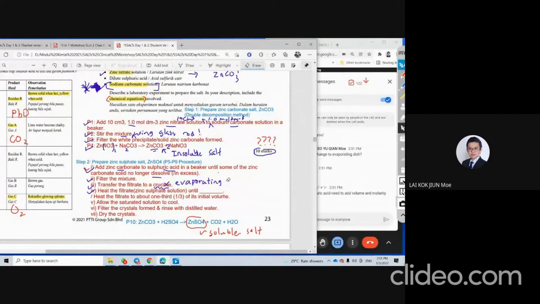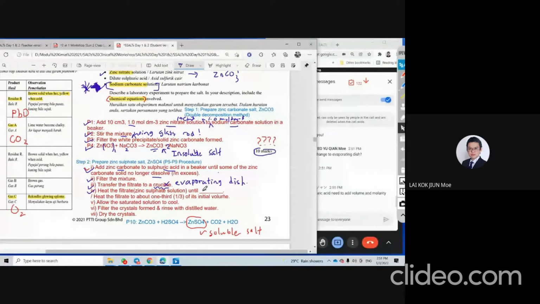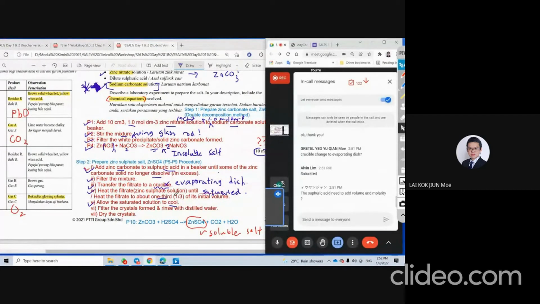Okay, but not using it to evaporate the salt solution, not suitable. Okay, evaporating dish. Very good, Rachel. Heat until saturated, very good. So we heat it, or you can say until one-third saturated. Then you allow the saturated solution to become cold, very good. Cold, right? Become cold, right?